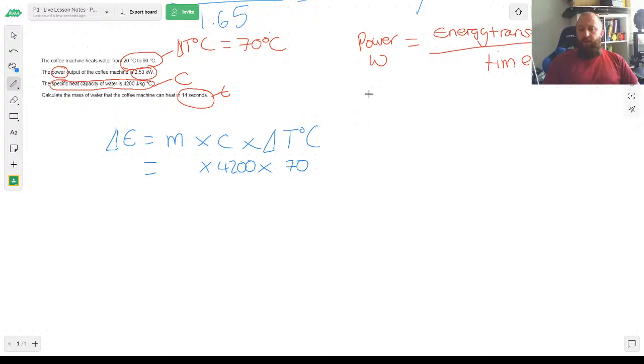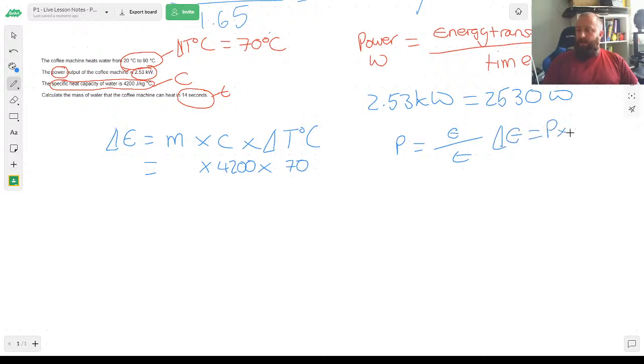So, 2.53 kilowatts. I don't like working in kilowatts because this needs it in watts. So, 2,530 watts. It tells me that I'm doing it for 14 seconds. So, let's put in my formula because, as I've told you all the way through, we need to make sure that we scribe first. So, power equals energy divided by time. If you want to rearrange it, that's absolutely fine. Energy transferred equals power times time.